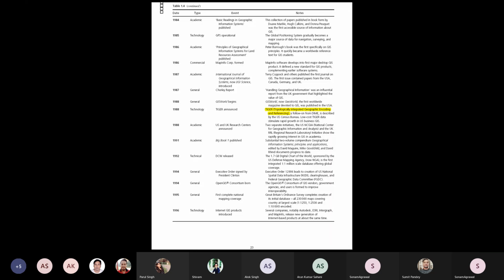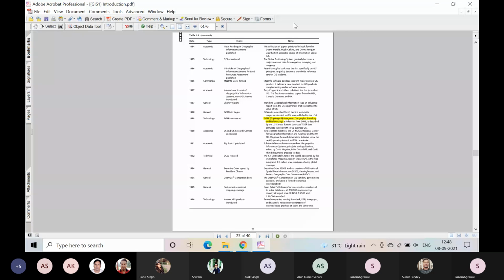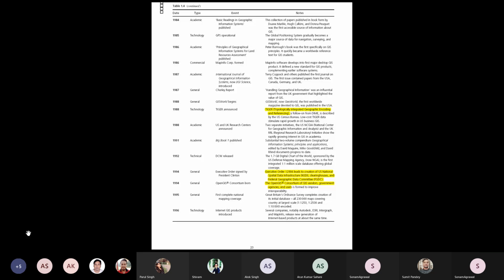Okay. Then there are some other developments. You can read about them. Then in the year 1994, an executive order was signed by the United States President Bill Clinton. Okay, write down this detail. What was done by President Bill Clinton in the year 1994? He signed an executive order whose number is 12906. Executive Order 12906, signed by US President Bill Clinton in the year 1994.